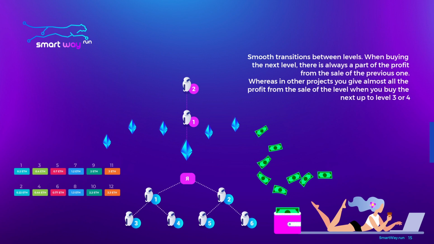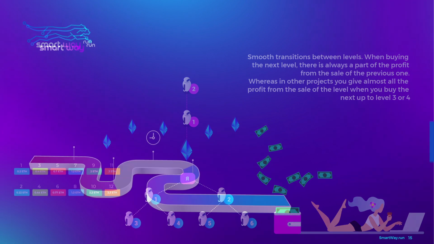Smooth transitions between levels. When buying the next level, there is always a part of the profit from the sale of the previous one. Whereas in other projects you give almost all the profit from the sale of the level when you buy the next up, to level 3 or 4.